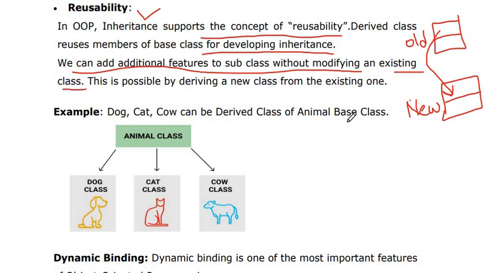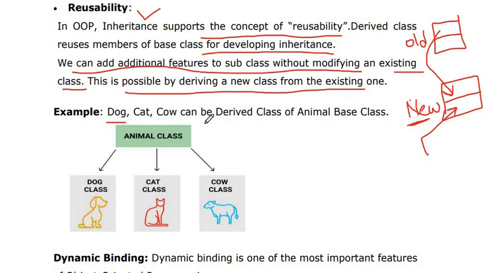Now we can add some additional feature to the subclass without modifying an existing class. Means the derived class or new class reuses the properties of the base class, and at the same time we can add some more additional features to the derived class. This is possible by deriving a new class from the existing class. Now this is the new class, this is the old class, the existing class here. Now in this way we can add some more new features to the newly derived class.